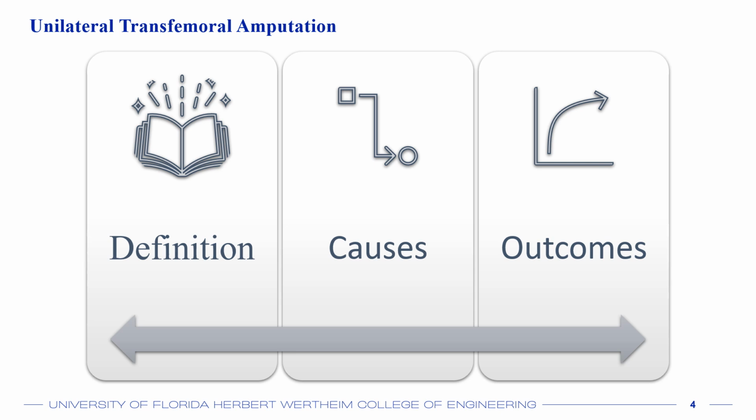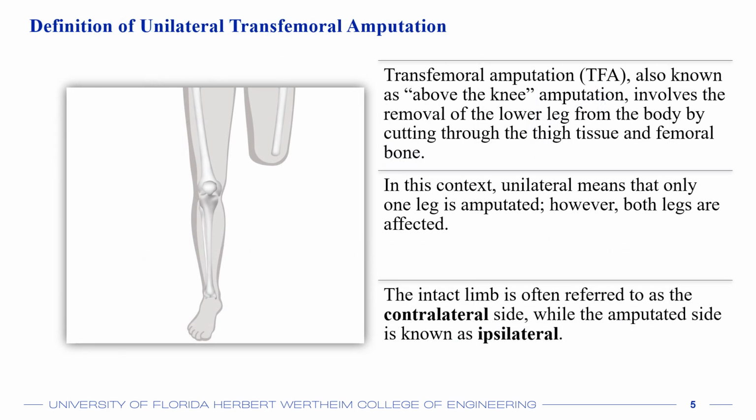With respect to unilateral transfemoral amputation, or UTFA, first I'll discuss the definition, and then some common causes and some relevant outcomes with respect to the condition. Transfemoral amputation is defined as the removal of the lower leg by cutting through the thigh tissue and femoral bone. And in this context, unilateral means that only one leg is amputated.